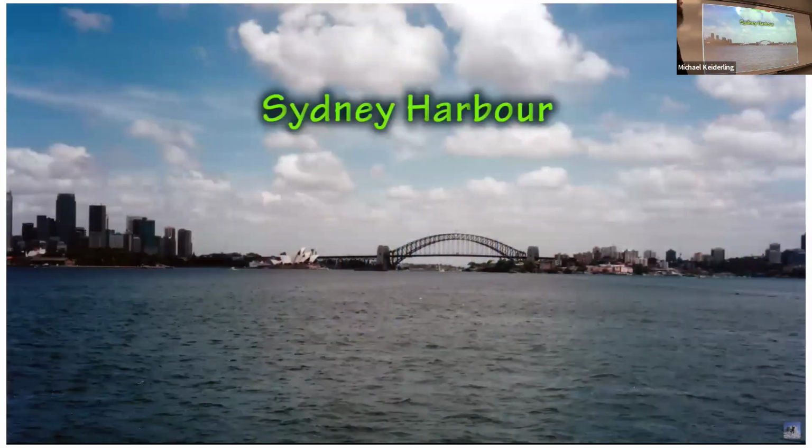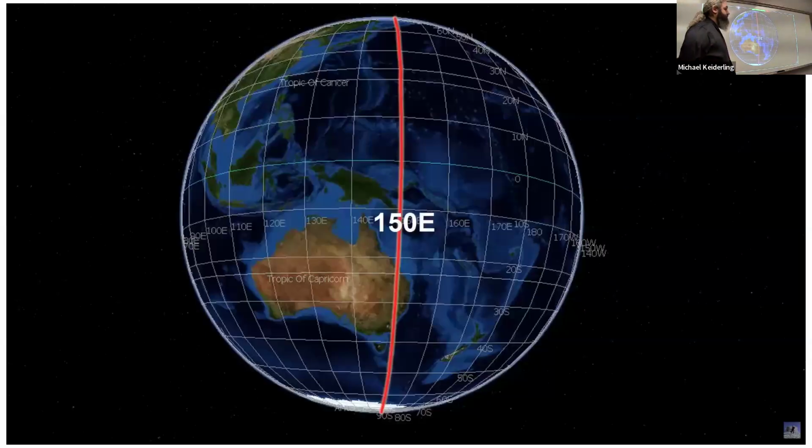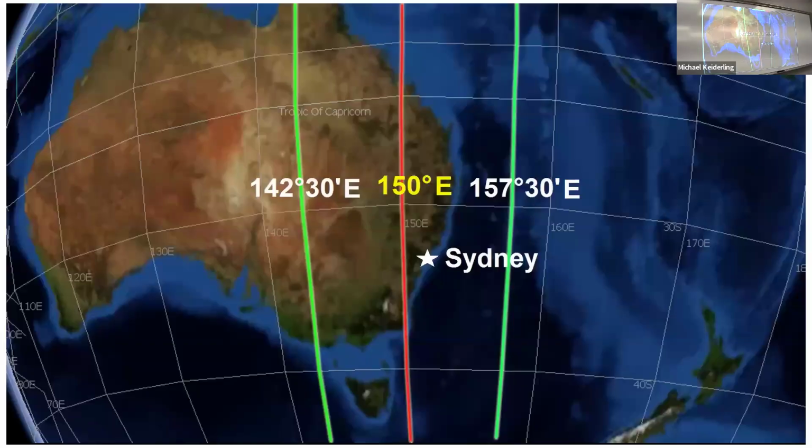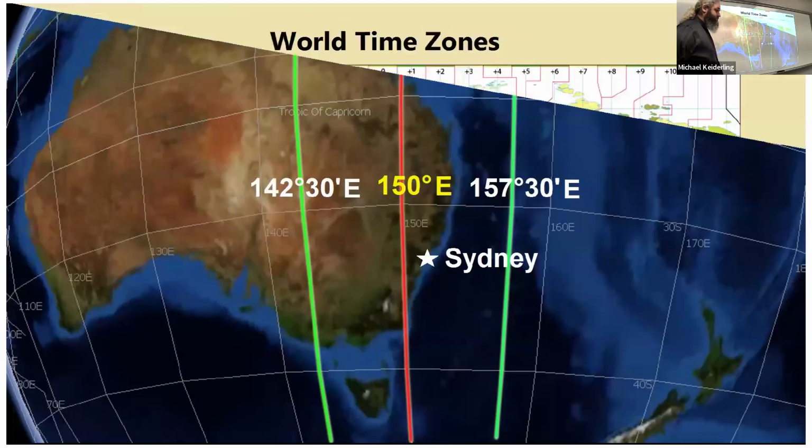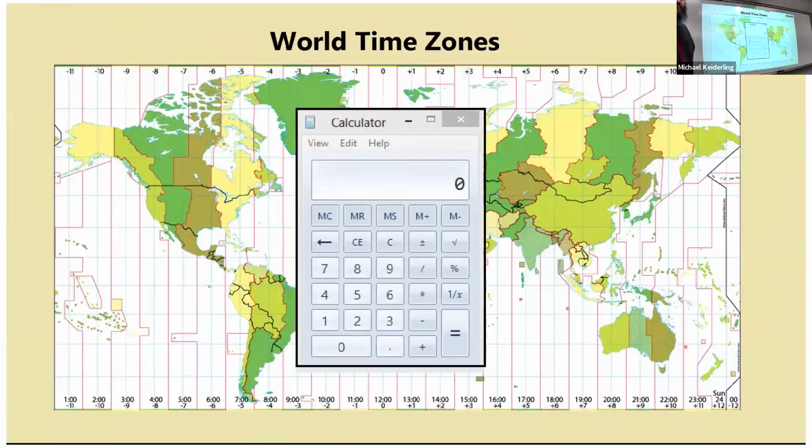For example, Sydney, Australia, lies in the 150 degrees east central meridian, and the time zone includes all locations between 142.5 degrees east and 157.5 degrees east. Now, I will show you how to calculate time zones.